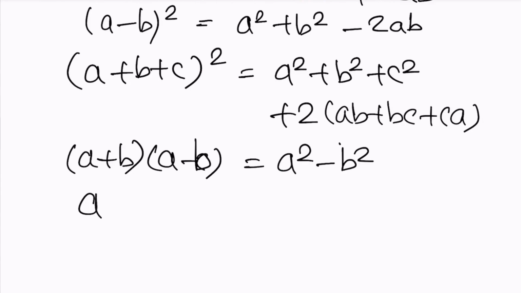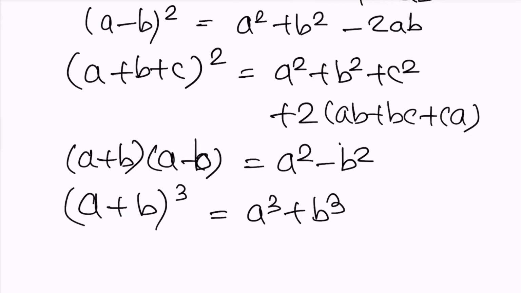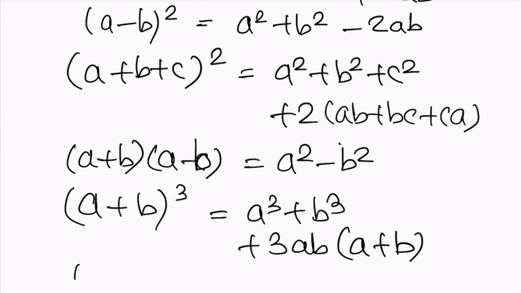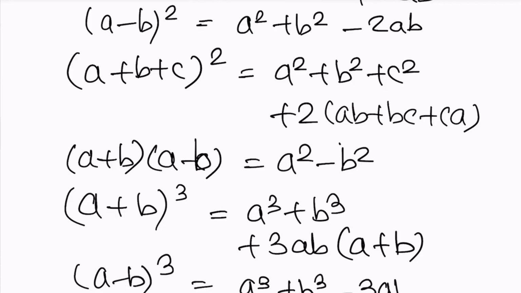Then A plus B, the whole cube, is equal to A cube plus B cube plus 3AB times A plus B. Similarly, A minus B, the whole cube, is A cube minus B cube minus 3AB times A minus B. Just replacing B with minus B everywhere.